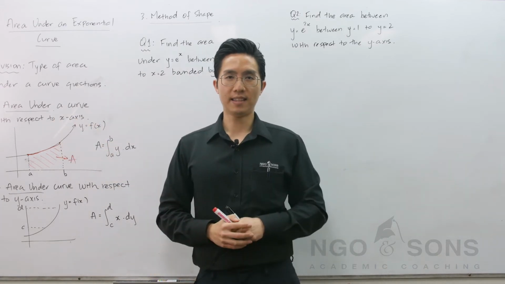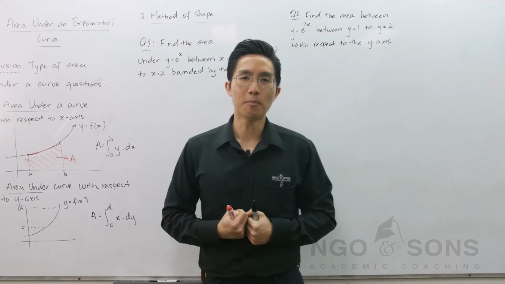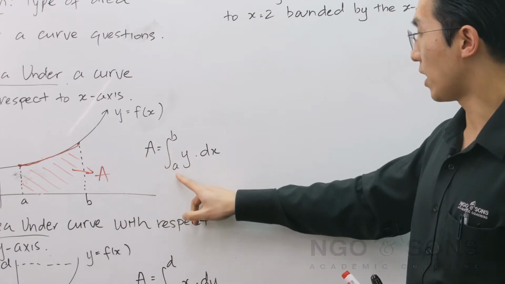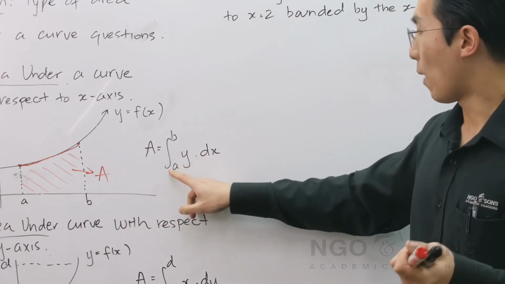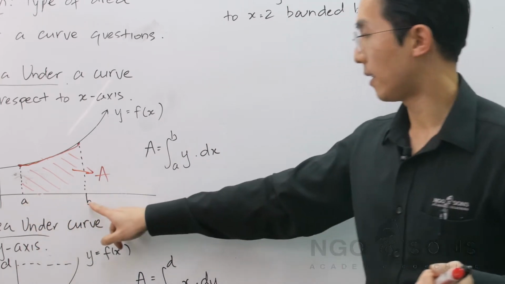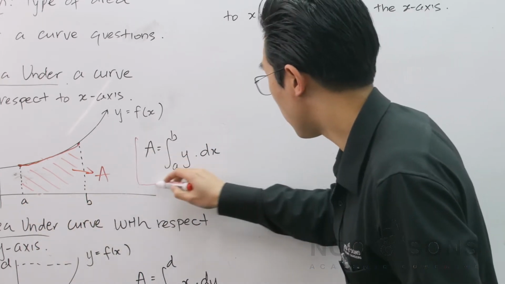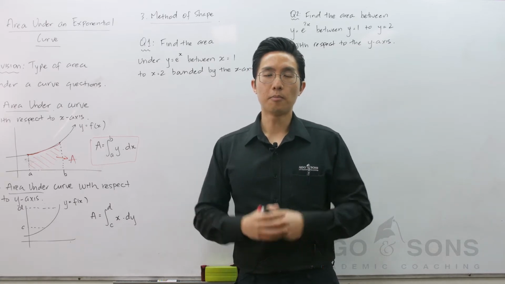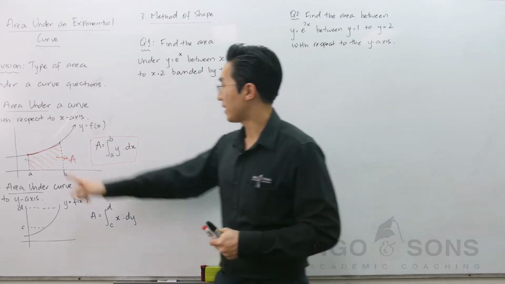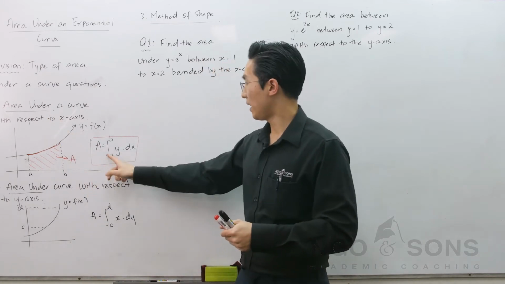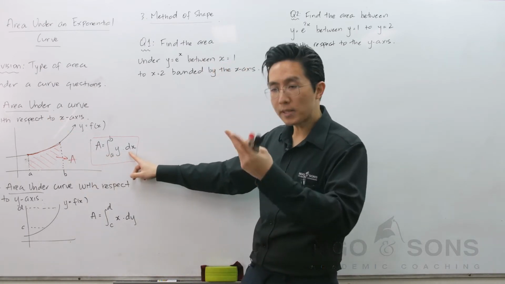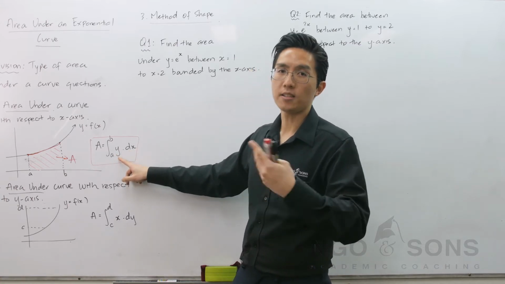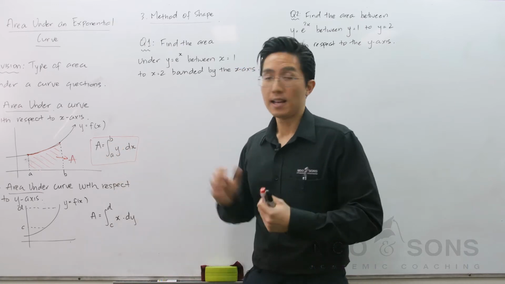You can find this area simply by using a formula. This formula states A is equal to the integral from a to b of y dx, where a and b are the borders that I stated here. I'm going to box this for you. An easier way to remember this formula is this: if it's with respect to the x-axis, the integral will have a dx, and the opposite letter to x is y. Remember, a and b are just the borders.